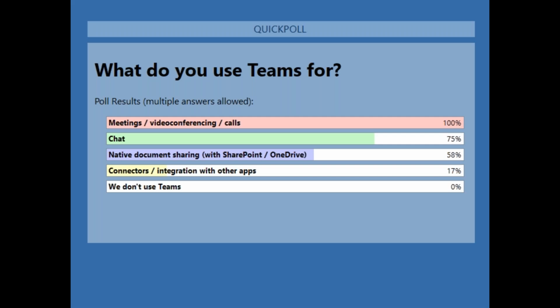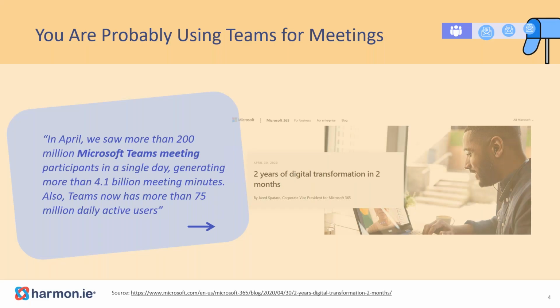That's why 75% are also using chat. So that's another way to collaborate in real time together. And a lot fewer are using document sharing with SharePoint, and a lot fewer than that are using integration with other apps. Interesting to note, nobody on this call is not using Teams, so I think we have the right audience that we're speaking to today in terms of what the next step should be. So it kind of looks like the first step is everyone's using meetings, then chat, and then really the next step is what comes after that.